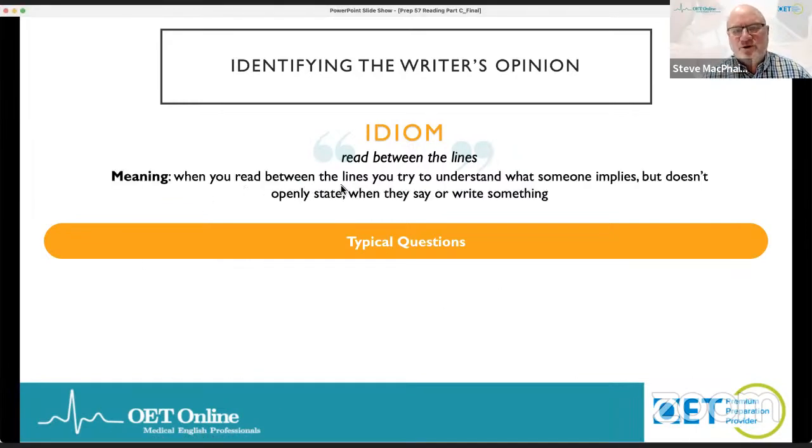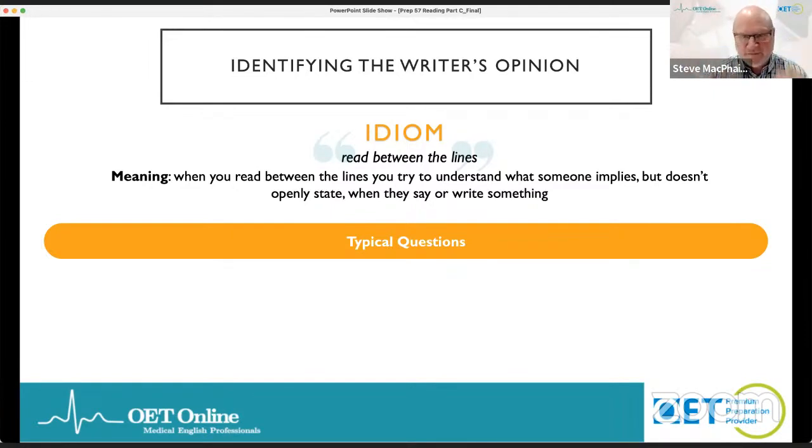So when you read between the lines, you try to understand what someone implies, but doesn't openly state when they say or write something. And this is really the crux of the OET, a multiple choice question exam, such as what OET's developed for Part C. You're always going to have to look for implied meaning. That's the type of questions that you're going to face. They're not going to be simple, just search, and not fact-based, quite different. Reading Part B, you don't really have to read between the lines. You just have to find the right facts, and it's often very clear if you can find it.